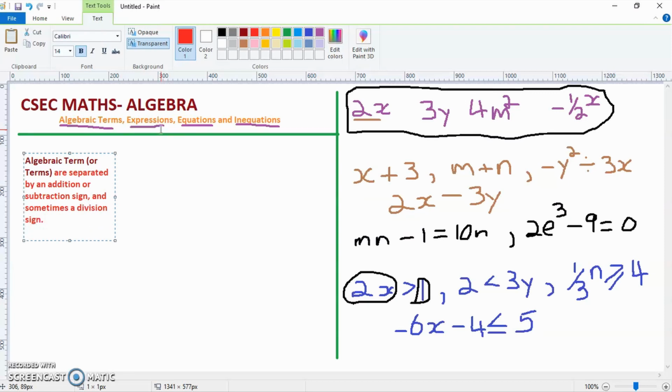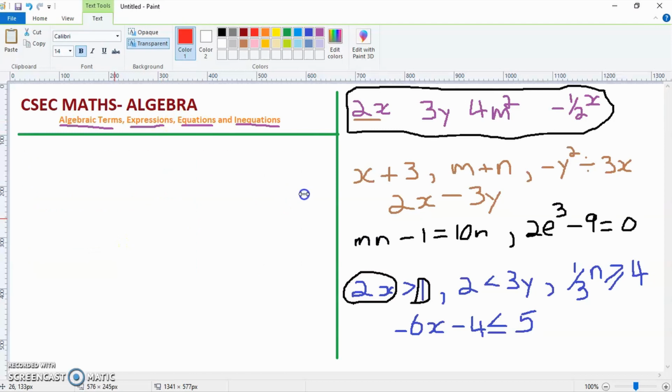Sometimes they stand alone, sometimes they stand alone on one side of an equation or inequation. And we will come to what an equation is and what an inequation is in a while.